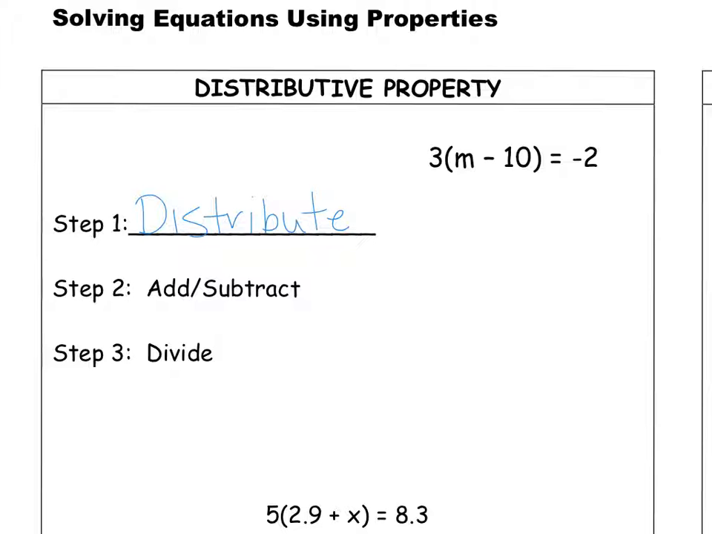As you can see in the problem, we have 3 on the outside of our parentheses, and it is being multiplied by m minus 10. So distribute, remember, means multiplication. So we're going to double share. We will do 3 times 1m, which is 3m. And then we will do 3 times negative 10. Remember, we always use the sign in front of the constant or the number, and that's going to be negative 30. And then we still have it equaling negative 2.